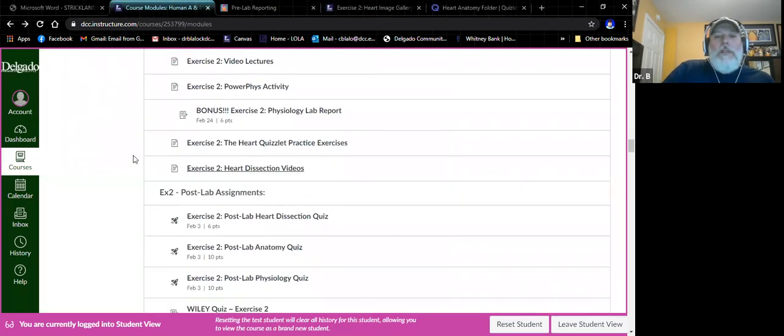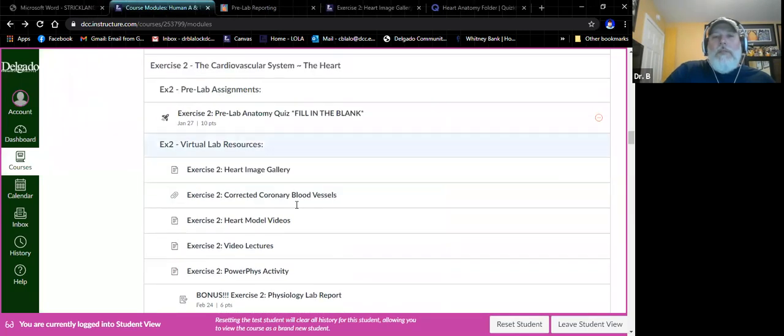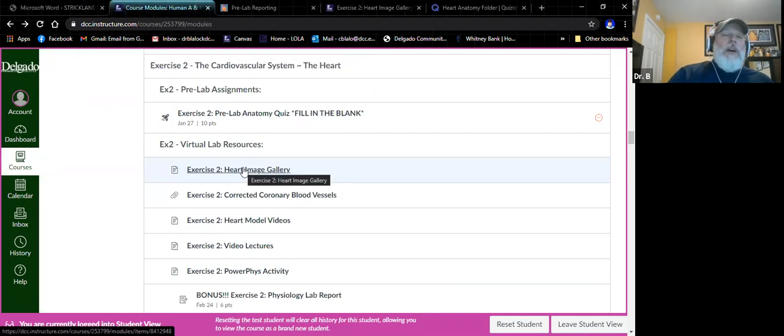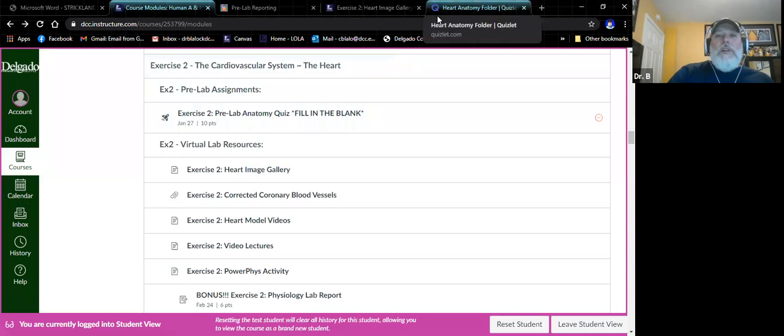All right. Any questions about all of these resources? There's a lot of stuff available to you to help you learn for this. Again, from an anatomy standpoint, I would focus on the heart image gallery. I would use your pre-lab quiz, and I would use the Quizlets that we're going to use from an anatomy standpoint.